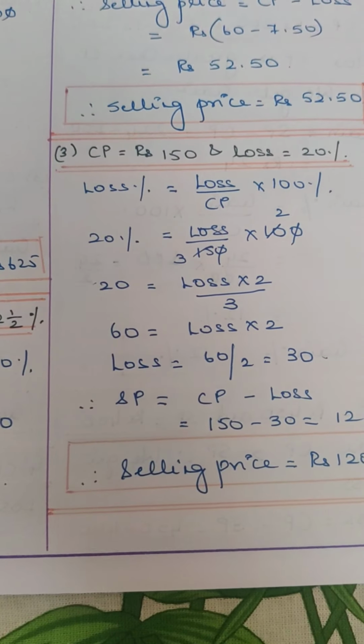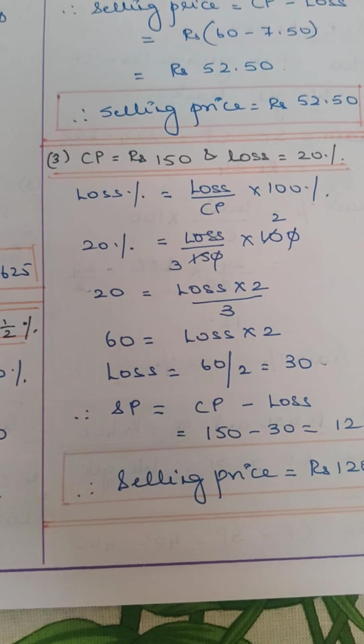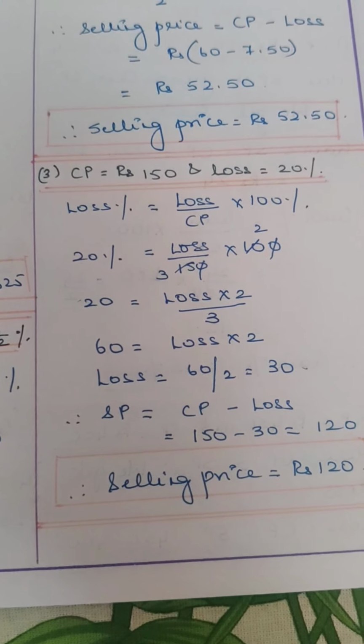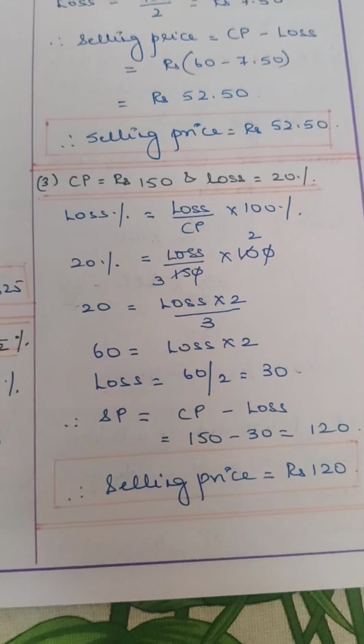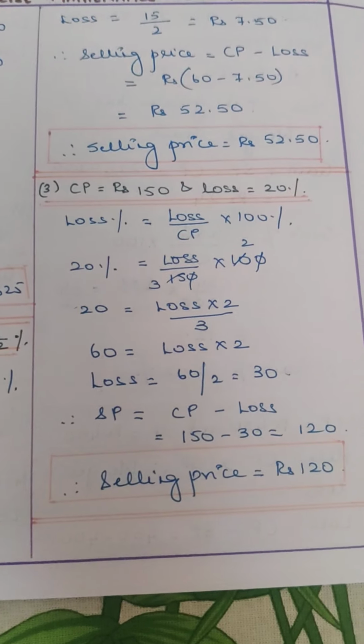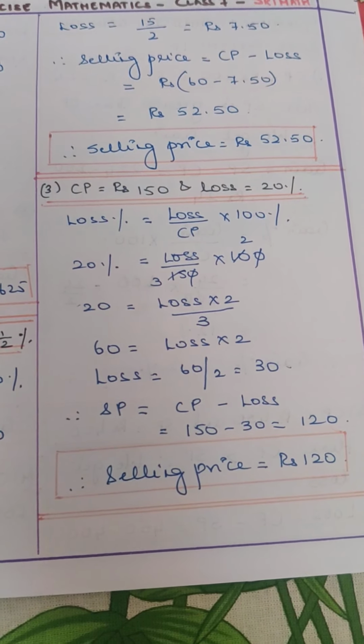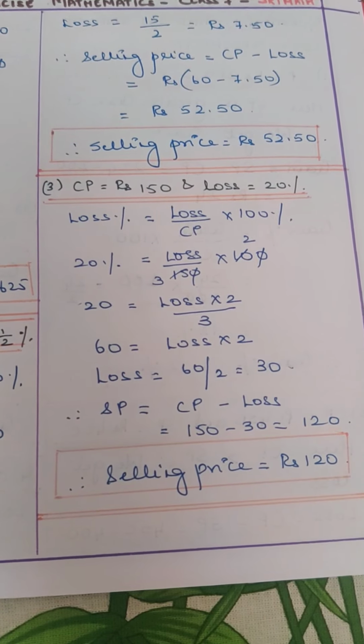Therefore, selling price is equal to cost price minus loss, that is equal to 150 minus 30, that gives you 120. Therefore, selling price is equal to rupees 120. Hope this is clear. Just pausing for a few seconds.